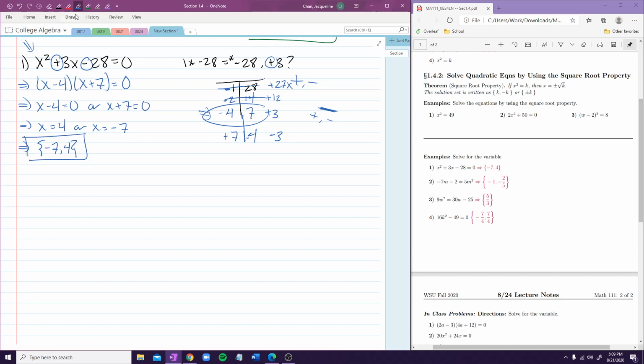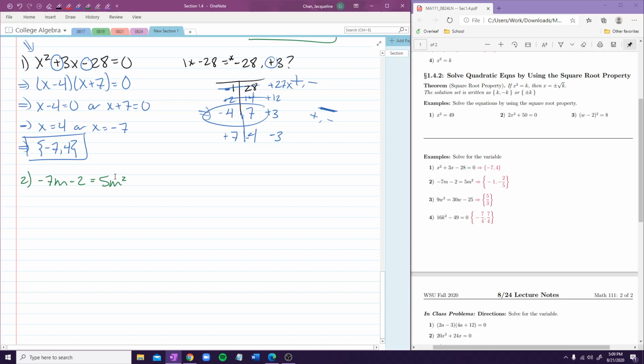Right? And let's go on to number 2. So number 2, I have negative 7m minus 2 is equal to 5m squared. Right? Our first goal is to set this equal to 0. Right? We want to get all our terms to one side.